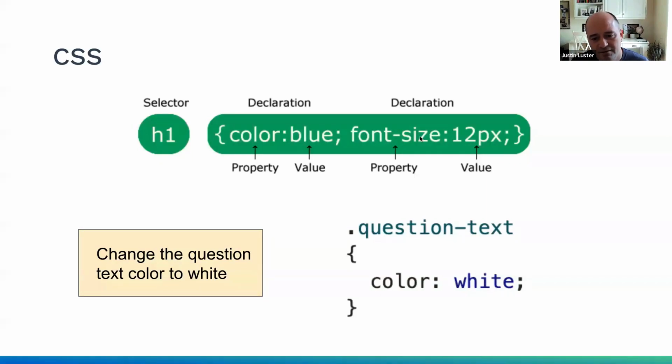Property, font size, colon, value, 12 pixels. A pixel is like a little dot on the screen, and that's a way to do size. So 12 pixels is a nice readable size for a font size.